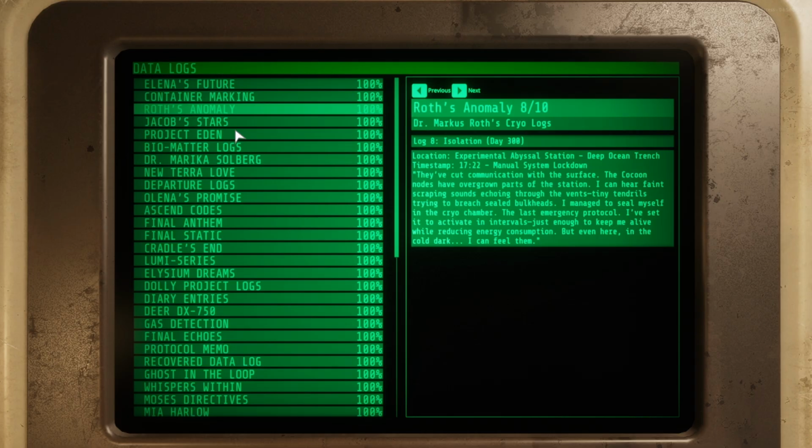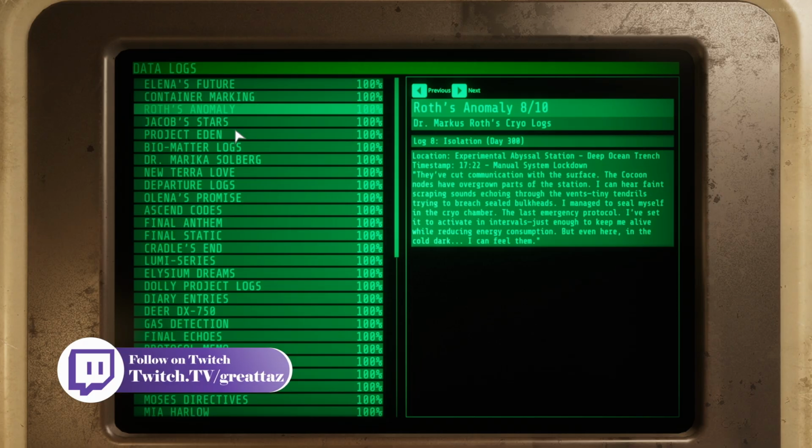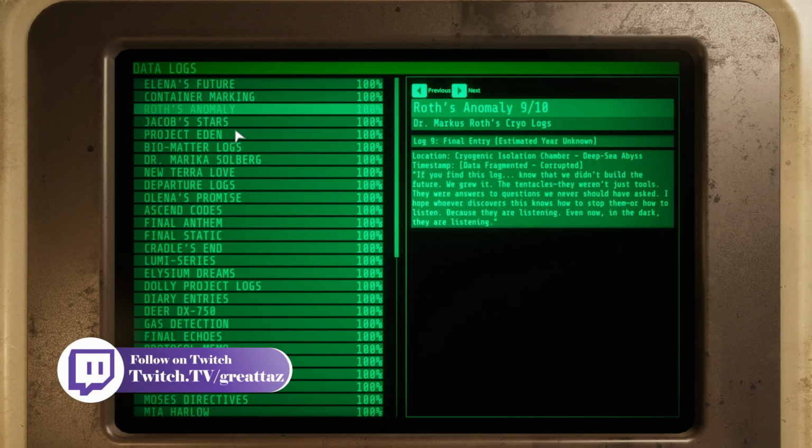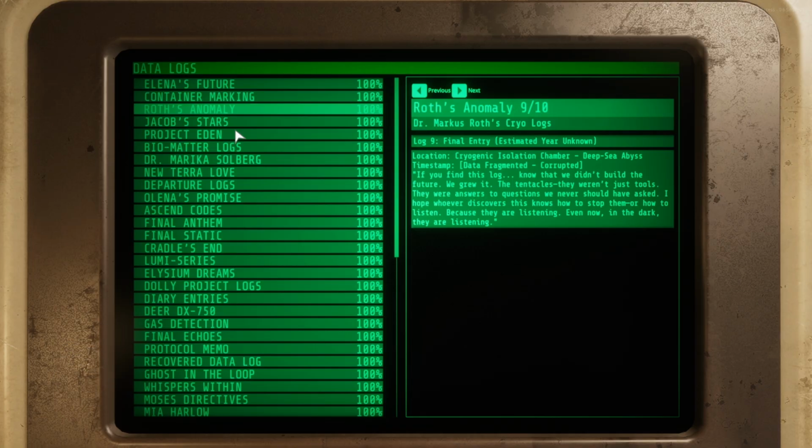I've managed to seal myself in the cryo chamber. The last emergency protocol. I've set it to activate in intervals, just enough to keep me alive while reducing energy consumption. But even here, in the cold dark, I can feel them. Log 9 of 10. Cryogenic isolation chamber. Deep sea abyss. Timestamp says data's fragmented. It's been corrupted. If you read this log, know that we didn't build the future, we grew it.